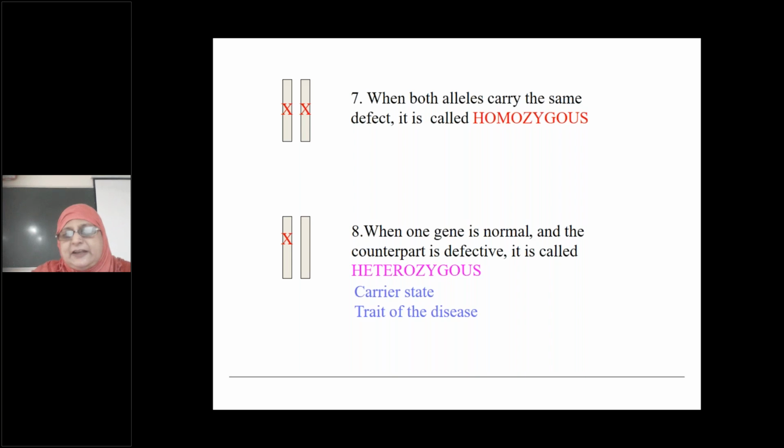Now when both the alleles carry the same defect, suppose some defect is present in the allele and both the alleles inherited from both the parents carry some defect, then it is called homozygous. But if one of the genes from one parent is normal and the other counterpart is defective, it is called heterozygous. So if one allele is normal and another allele is abnormal, then it is called a heterozygous state, or you can say carrier state or the trait of the disease.